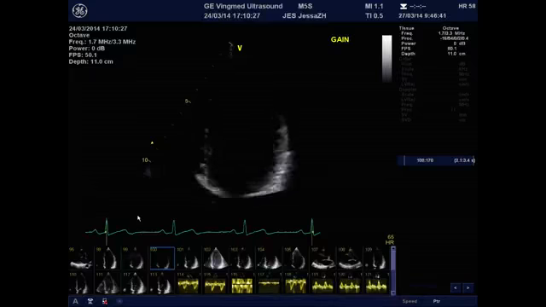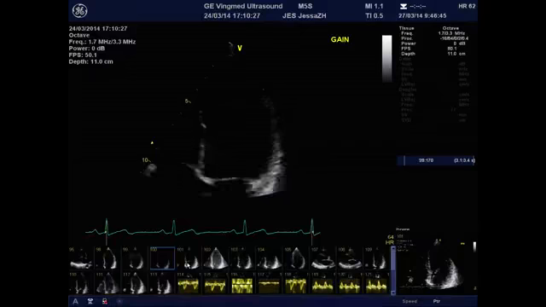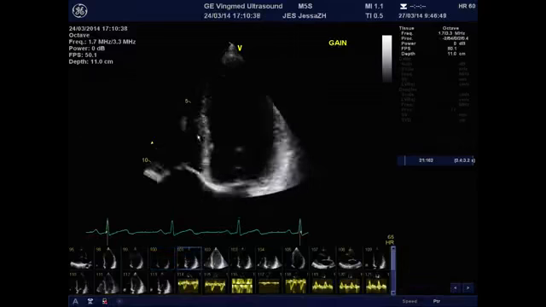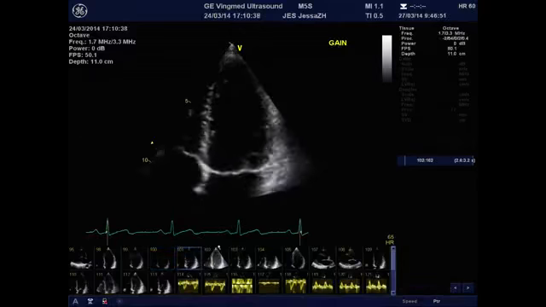The next point we should go to is gain, the gain settings of a machine. In this case, we have a very low gain setting, and this will not allow you to look at the muscle very well. So an optimal gain setting should allow you to have a view of all parts of your echo image.